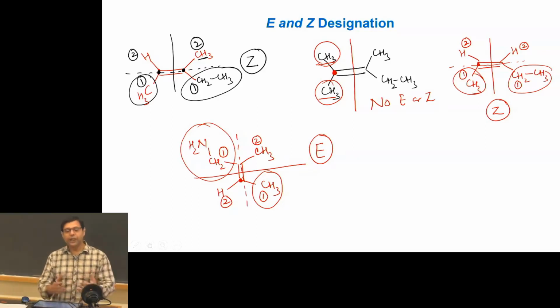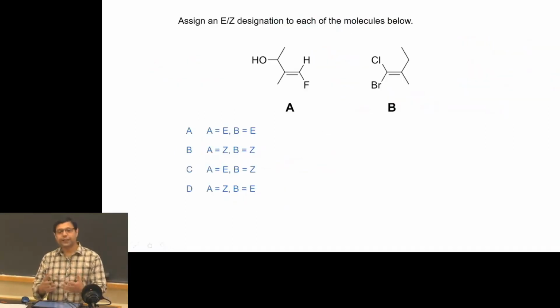Alright. So let's take a few more examples on E and Z. This is the first example. You can pause the lecture here to answer this question. So let's take a look at this question. Assign E and Z designation to each of the molecules below.